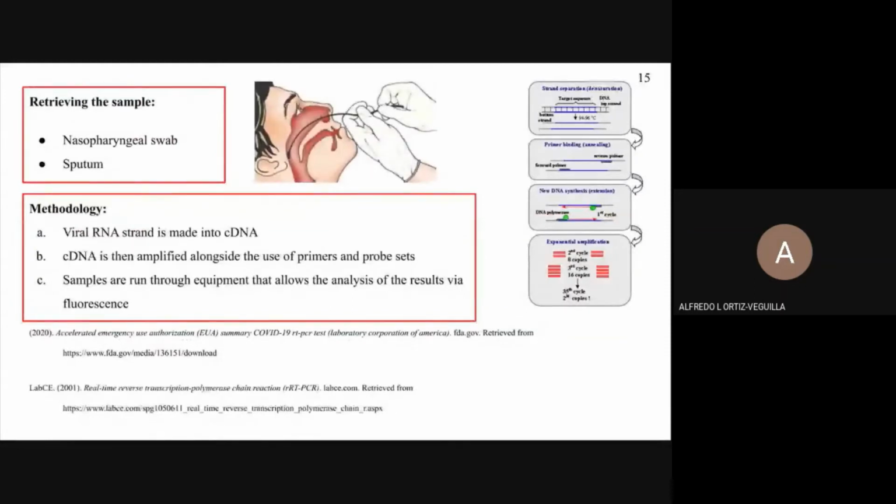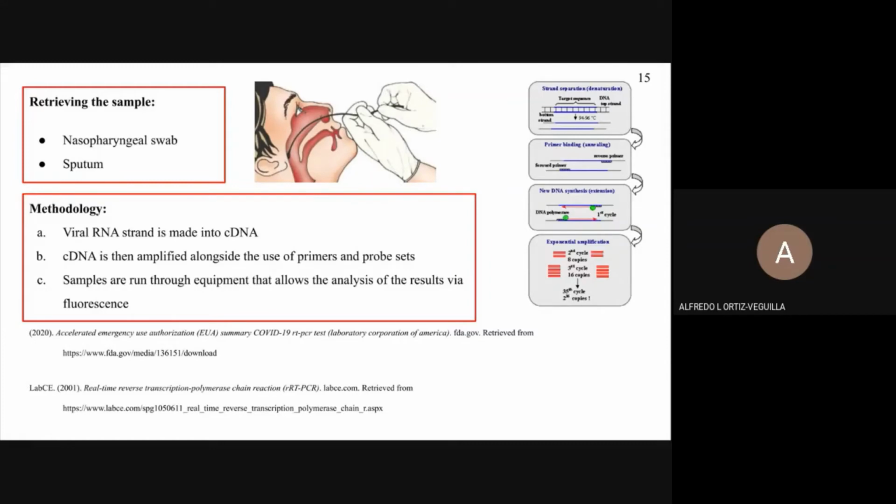Now, as for retrieving the sample, we need both an upper respiratory system sample and a lower respiratory system sample. And for the upper sample, we perform what is known as the nasopharyngeal swab. As you can see in the picture on your right, we put a swab inside the patient's nose and collect a sample from the back of their throat. And as for the lower respiratory system sample, we collect a sample of sputum, or you can also call it phlegm.